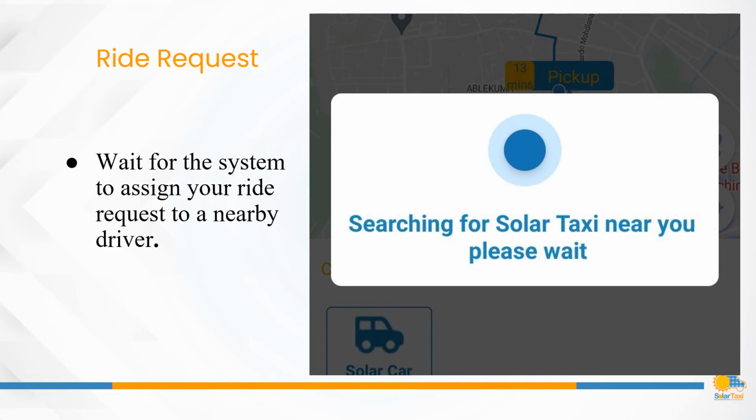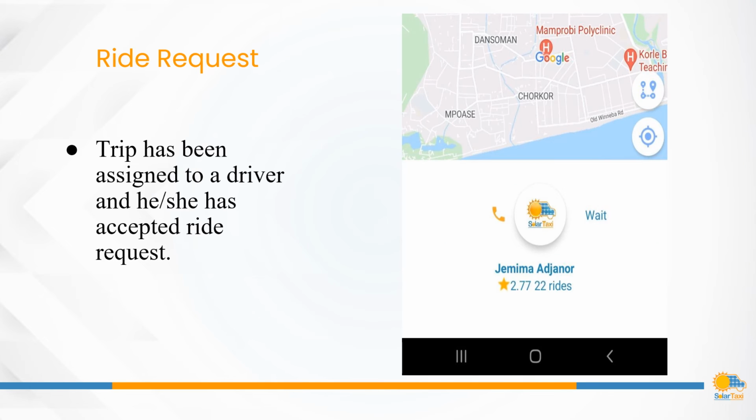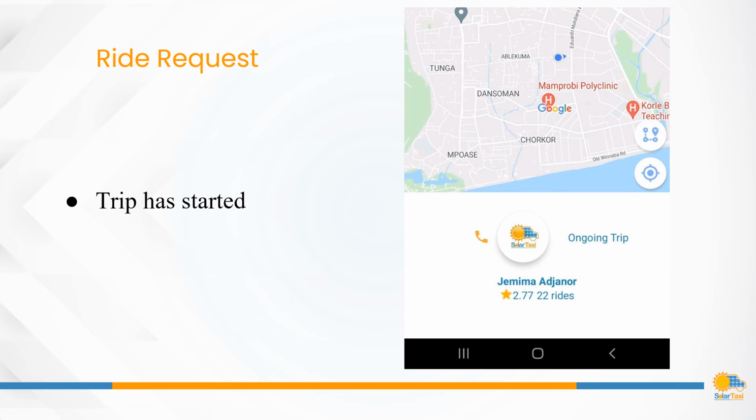For a driver to be assigned to your request, a driver nearby will pick your request. Once it is picked and accepted, your screen will change to wait, where you would have to wait for the driver to come and pick you up. Once the driver gets to the location and he starts the trip, your screen changes, and the status changes from wait to ongoing trip.